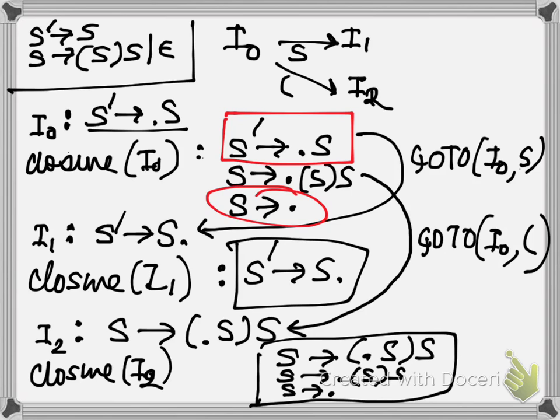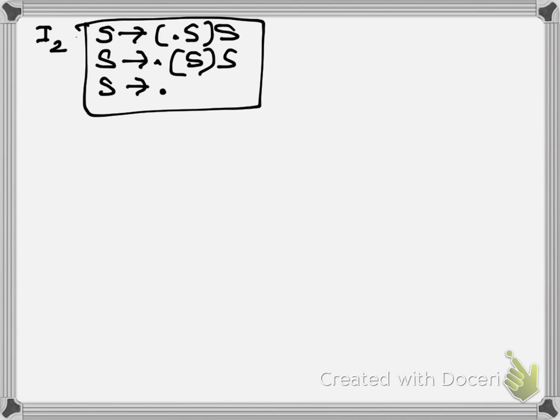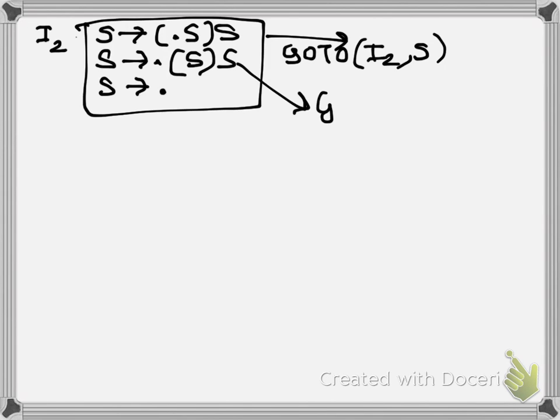Now if the dot is at the end, then there is nowhere to go because you have reached the end of the string. So you can say this is a final item. We'll keep it as it is. We are not going to use any goto here. But in I2, I can have two gotos. The dot is before capital S, so I can go on S or on the parenthesis. So I can have goto I2 on capital S, and goto I2 on parenthesis.